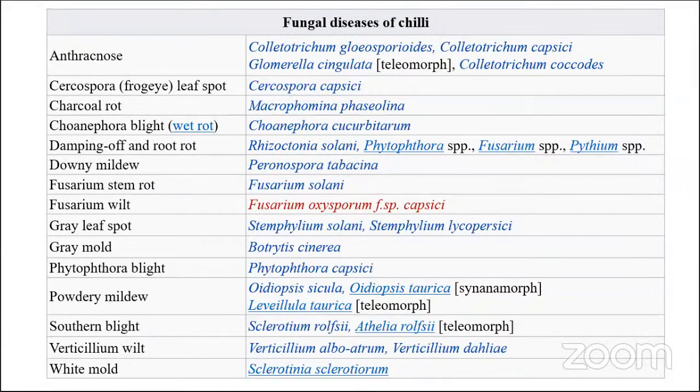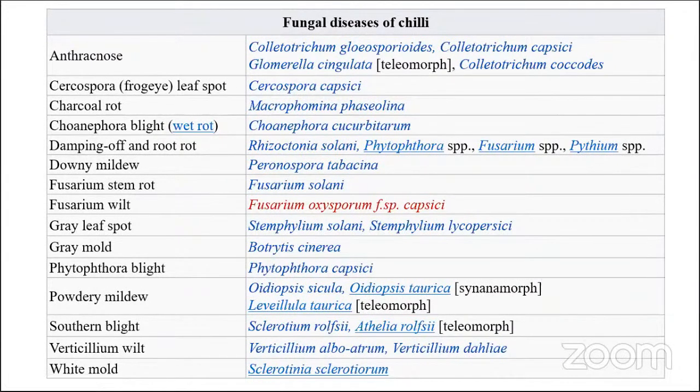Charcoal rot, Macrophomina phaseolina, as in potato, is also affecting chili. Wet rot, damping off and root rot are diseases which are causing damage to a large number of vegetables, caused by Rhizoctonia solani, Pythium, Fusarium, and Phytophthora. So these are the important pathogens which are causing the damping off.